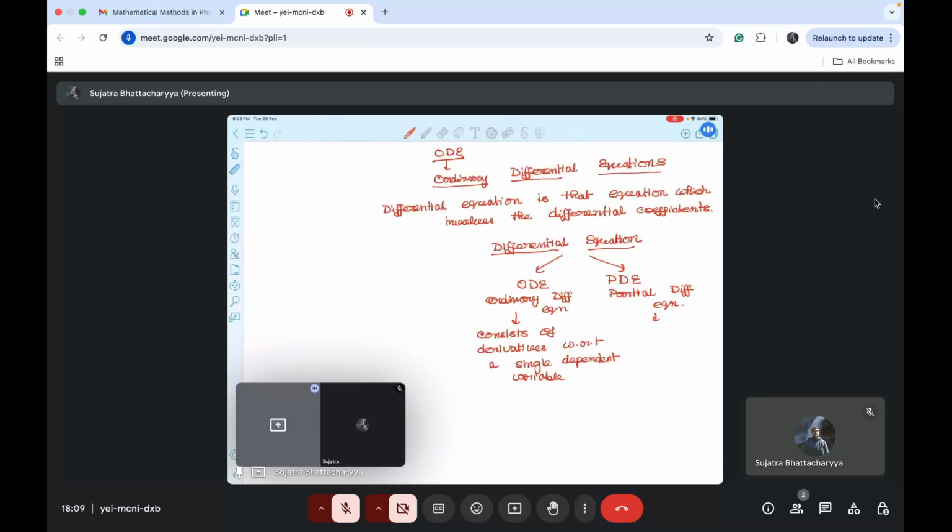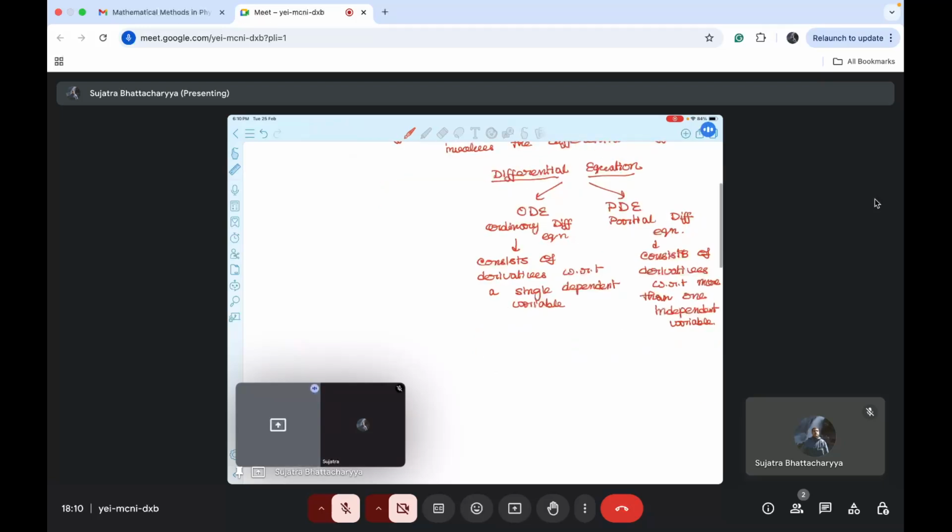A partial differential equation consists of derivatives with respect to more than one independent variable. So these are the two things.